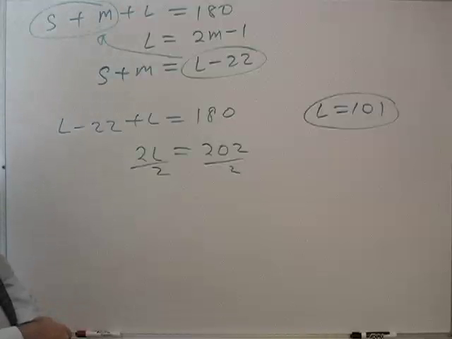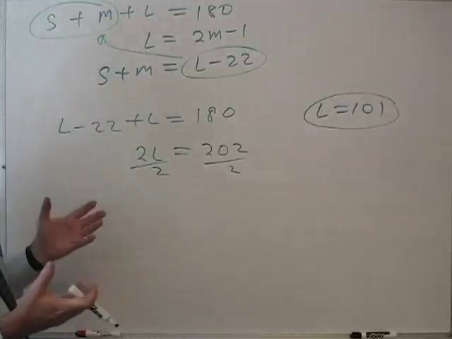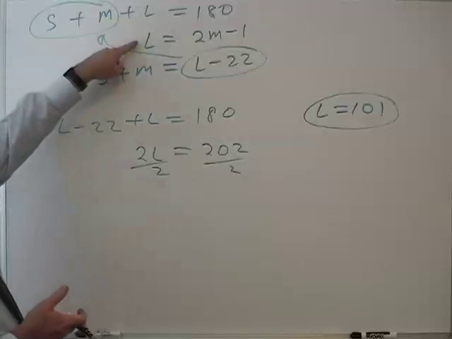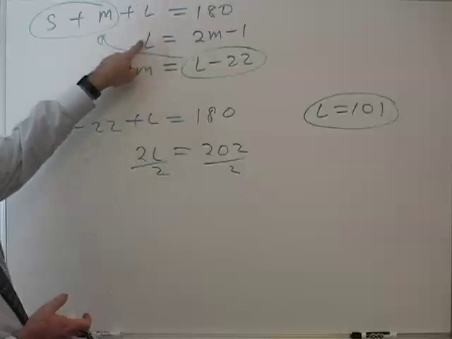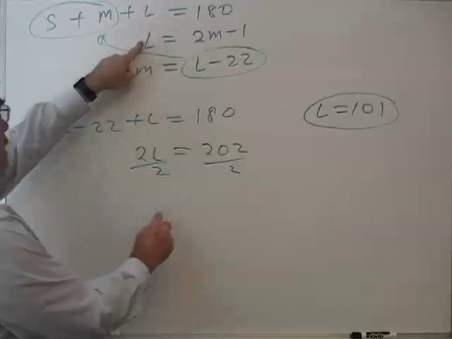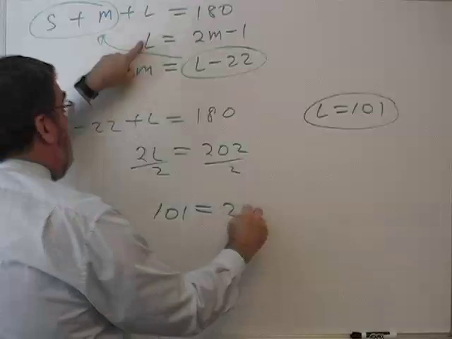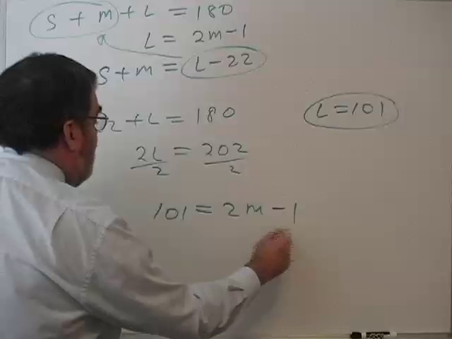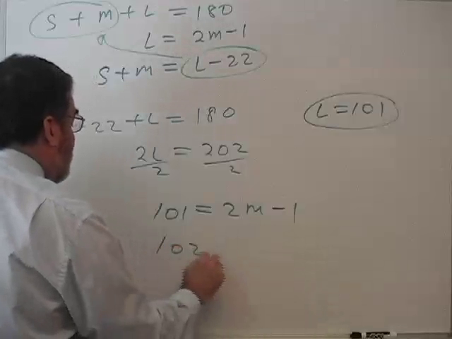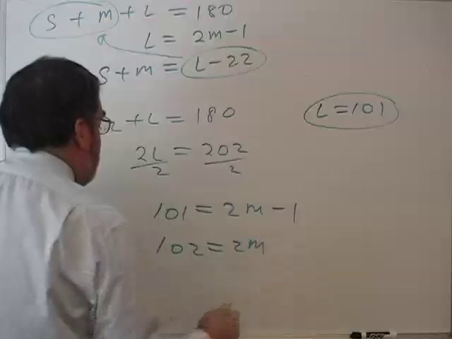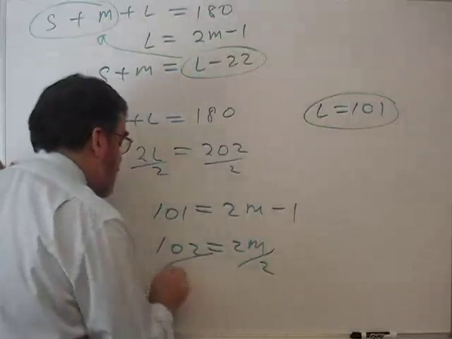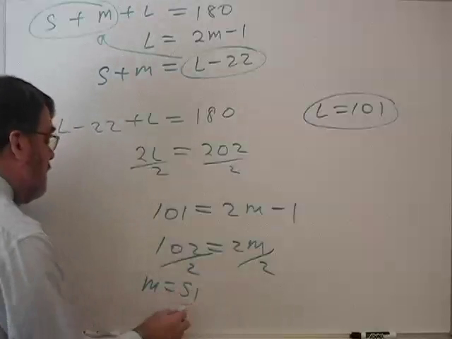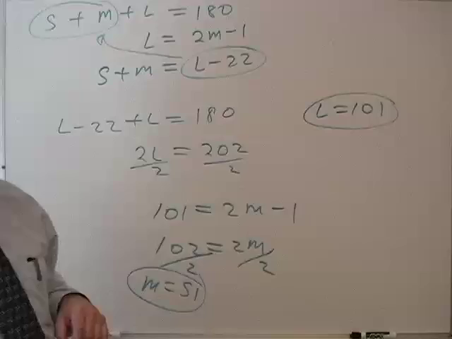Okay, well that's good. Now where should we go from there? I'm looking at this equation, L equals 2m minus 1. I can replace L with 101 and now solve for m. So I would add 1 to both sides. That would give us 102 equals 2m. And now divide by 2. And m is half of 102, which would be 51. So there's our second angle.